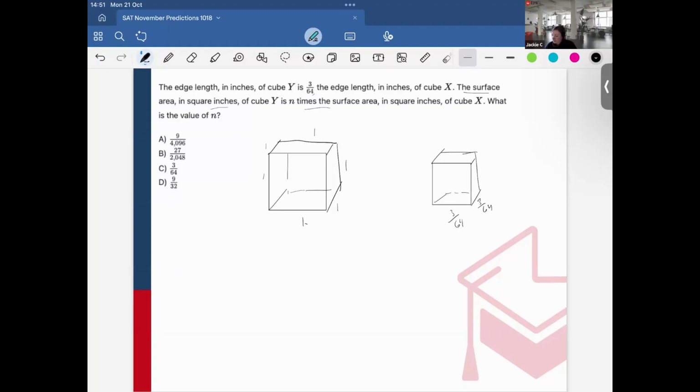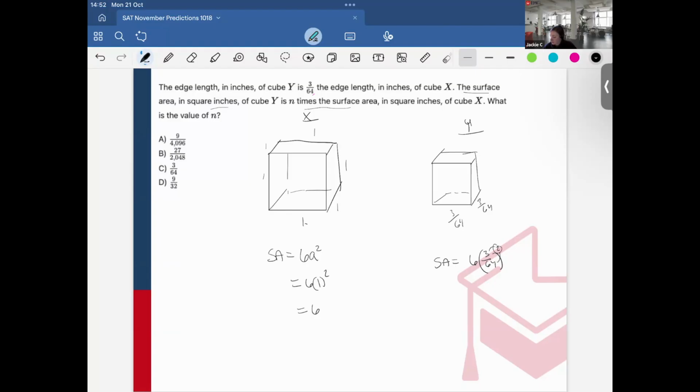Okay, and then the surface area of cube y is n times the surface area of cube x. So if I want to find the surface area, it's important that you know this formula: surface area is 6 times side squared. So I would find the area of a square and multiply it by 6 because there are 6 faces of a cube. So 6 times 1 squared is just 6. And then the surface area of cube y.